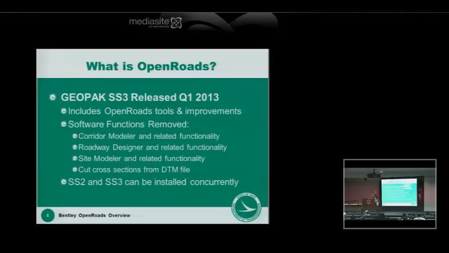SS3 in the first quarter of 2013 included OpenRoads tools and improvements, and it removed some software functions. So that's one thing to be aware of if you have not gone to SS3. When you install SS3, you will no longer have the corridor modeler and its related functionality. You will no longer have roadway designer. Site is removed, and cut cross-sections from a DTM file is removed. So those tools are no longer available in SS3.